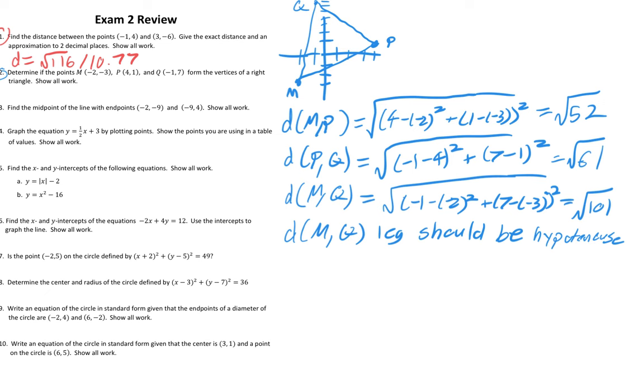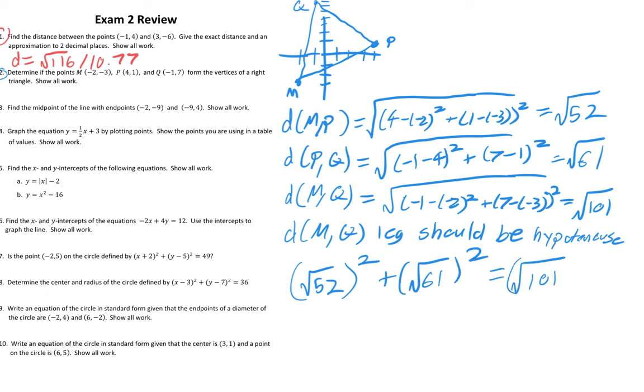To determine if this is true, we're going to do our Pythagorean theorem. So, square root of 52 squared plus square root of 61 squared is equal to the square root of 101 squared. That's going to mean that we have 52 plus 61 is equal to 101, which is not true. So we know these are not vertices of a right triangle.